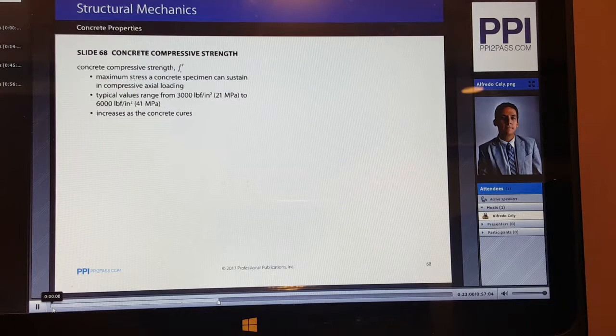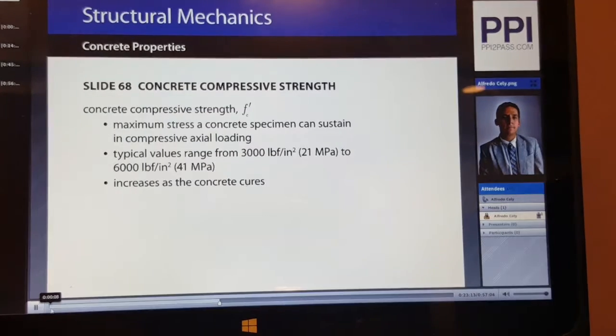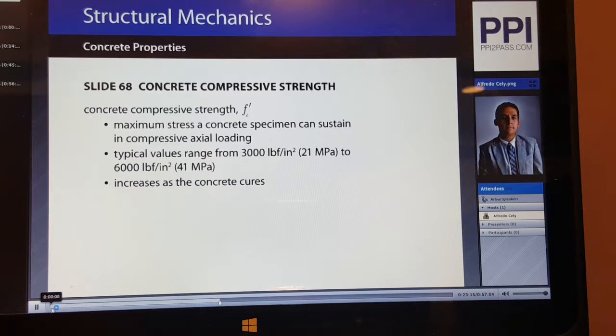Concrete compressive strength. The concrete compressive strength is known as f prime c. It is the maximum stress a concrete specimen can sustain in compressive axial loading. The concrete compressive strength is typically determined by casting concrete cylinders, putting those cylinders into a press, and determining the force that's needed until those cylinders are crushed.